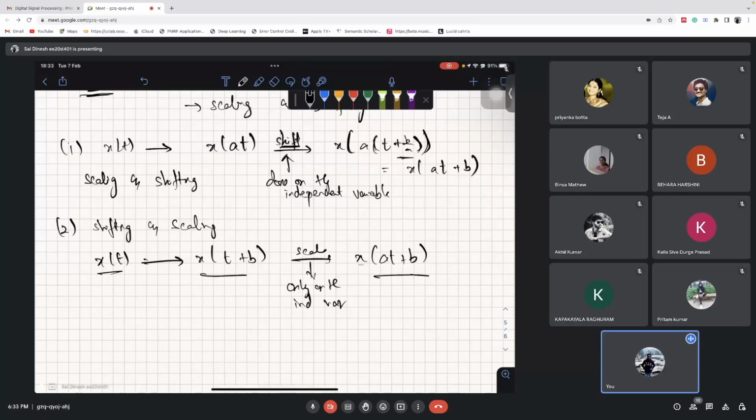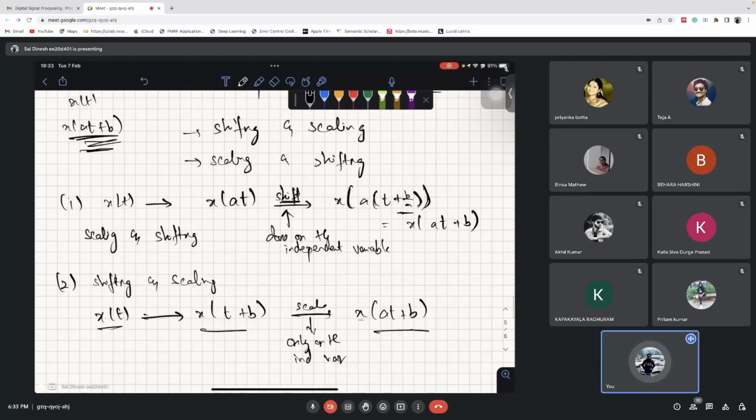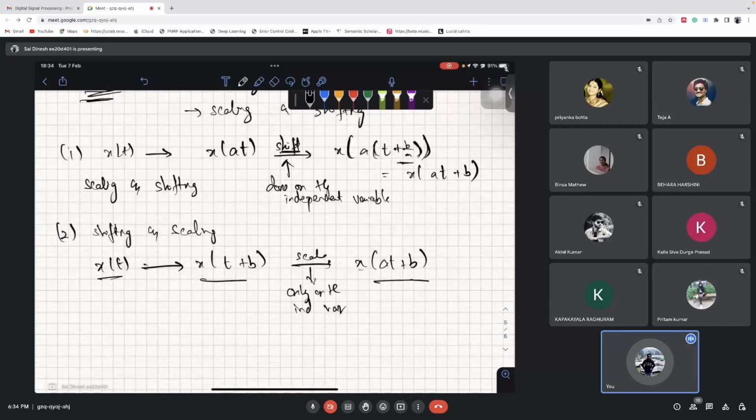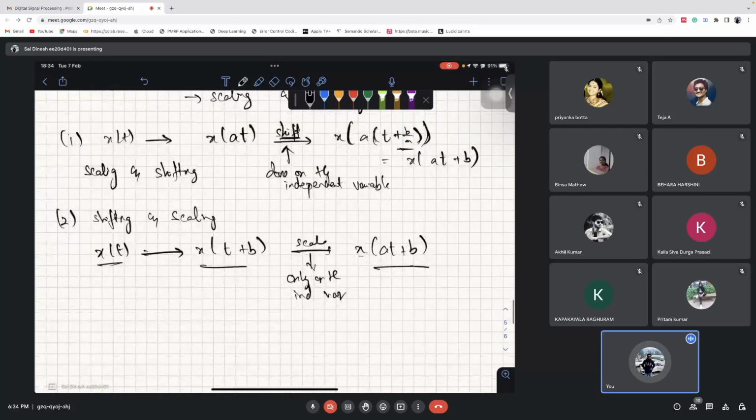If you are stuck on a problem and you are given a signal and you want a shifted and scaled version, I would suggest, both ways are correct, but first shift it and then scale it, so that it is easier to track the signal. So this is an important example which should be handled carefully.